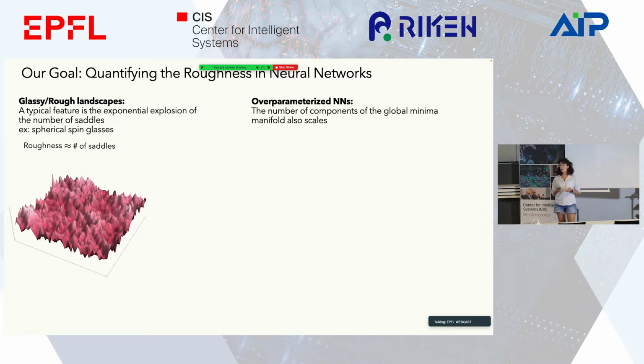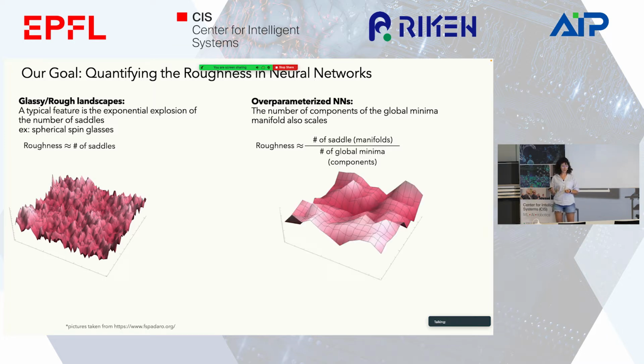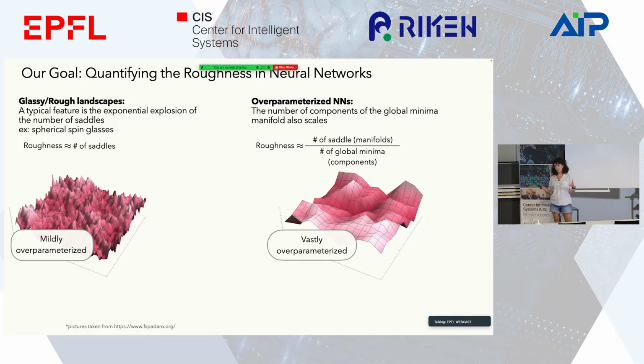But we are interested in overparameterized neural networks today. And the number of components of the global minima manifold also scales for neural networks, which doesn't happen in the complex landscapes. So to study roughness, we have to study the number of saddles normalized by the number of global minima. And here I'm showing an example of a smooth landscape in 2 dimensions. It's totally a cartoon picture for some intuition. So I'll show that in mildly overparameterized networks, we have a rough landscape, whereas for vastly overparameterized networks, we have a smoother landscape. And moreover, roughness gradually decreases with overparameterization.